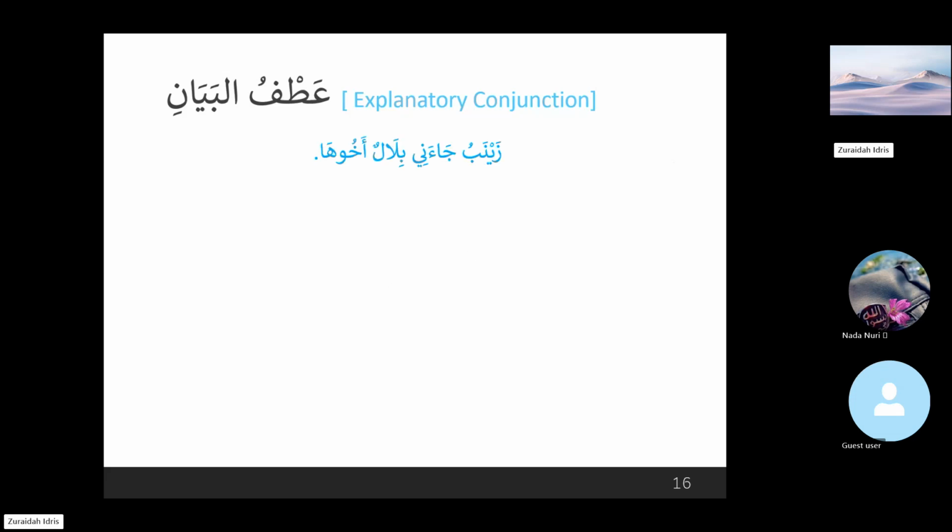Now let's look at the two sentences. So hopefully this is clearer. We have Zainab and Bilal, her brother, came to me. Oh, okay. This is not a straightforward jumlah fi'liyah. It's actually jumlah ismiyah. So Zainab, her brother Bilal came to me.